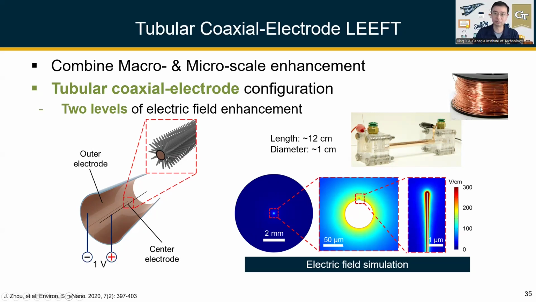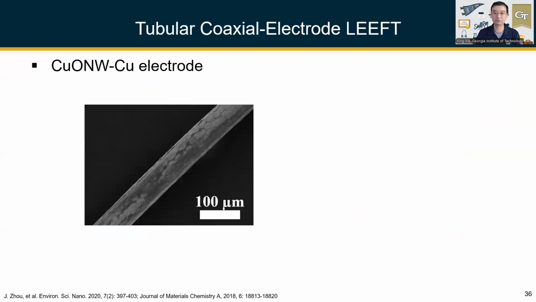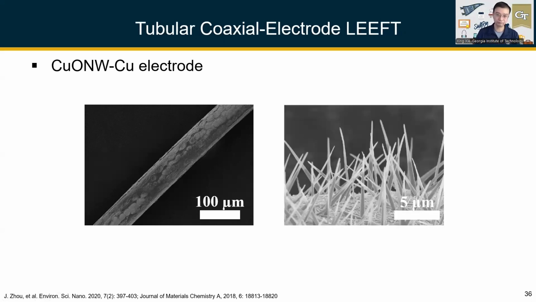For the center electrode, we start with a commercially available copper rod or copper wire. Then we further modify the surface with copper oxide nanowires. It's a very straightforward one-step synthesis process. We just heat it up in a controlled environment with oxygen or just air, and you can grow copper oxide nanowires on top of the center electrode. This is an image showing how it looks. The diameter of the center electrode is about 100 micrometers. If you zoom in, you can see the copper oxide nanowires grown on the surface of this center copper wire electrode.